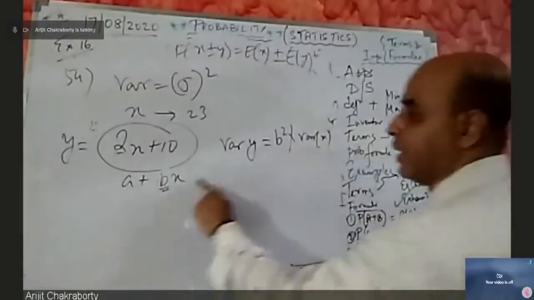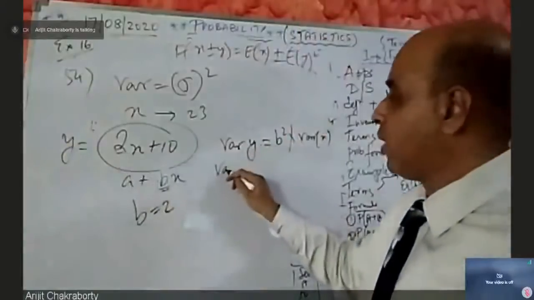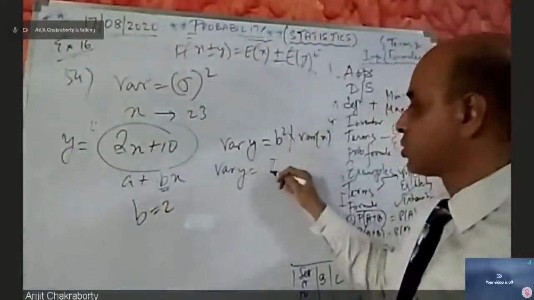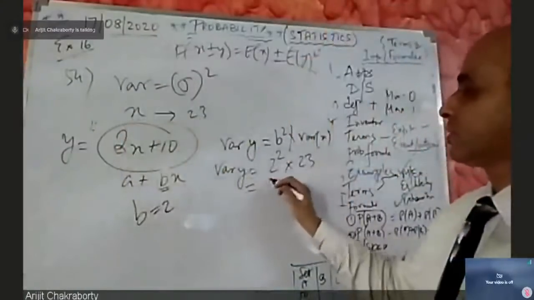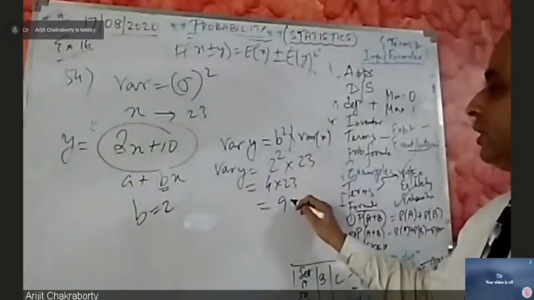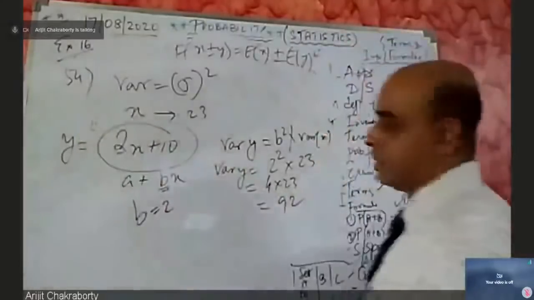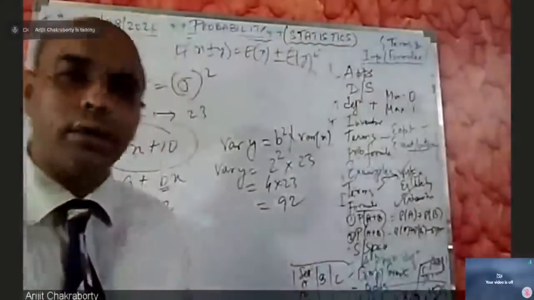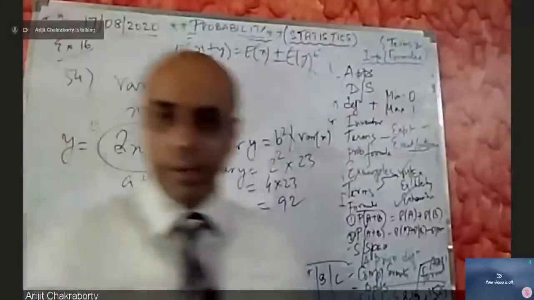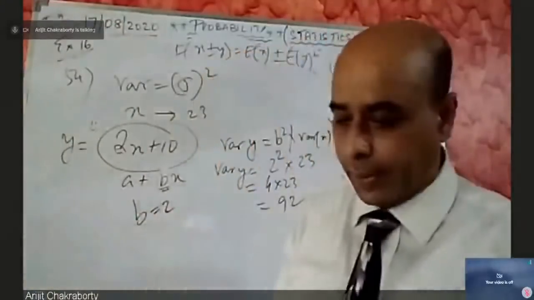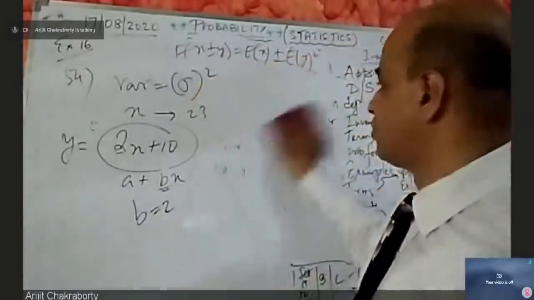Right? Now, here b is 2, in a plus bx, 2x plus 10. So variance of y will be equal to b square, that is 2 square, into variance of x. Variance of x is 23, so this is 4 into 23, that is 92. This is how we arrive at 54. This is based partially on your understanding of the chapter on dispersion and also on probability. It's a summation of both. Taking up the last one in this set, 55.